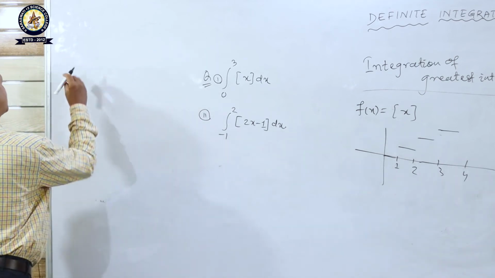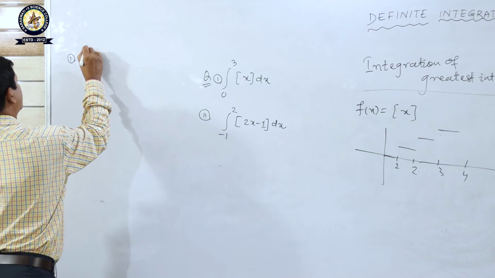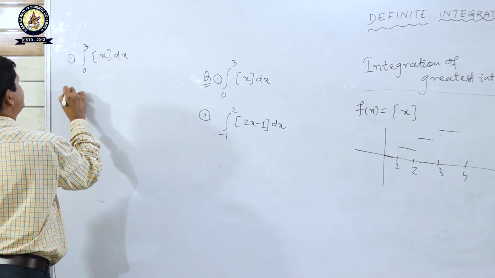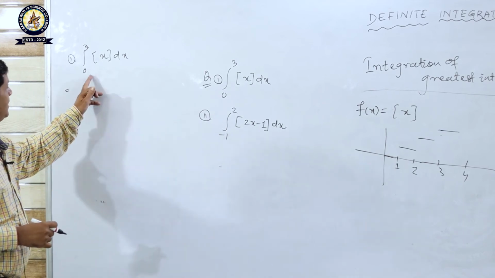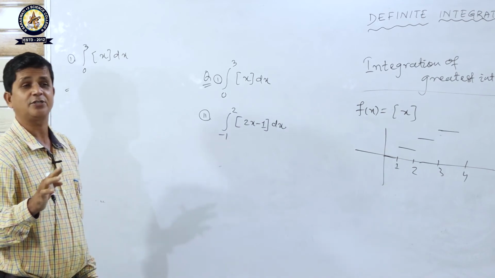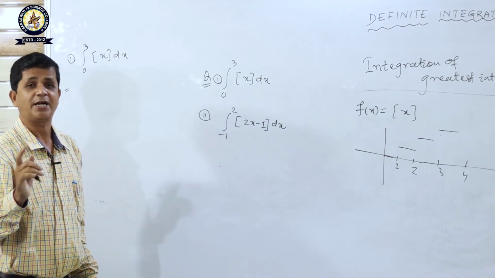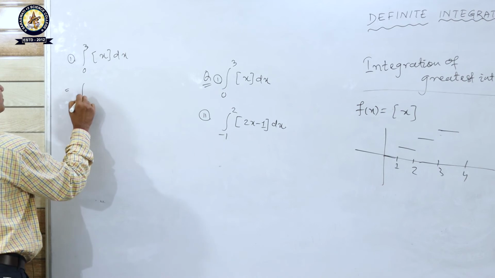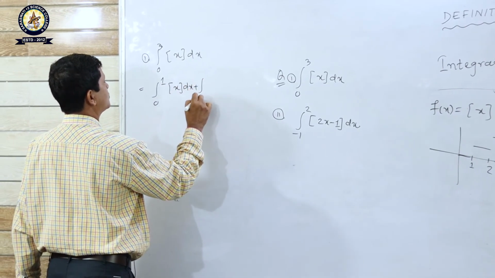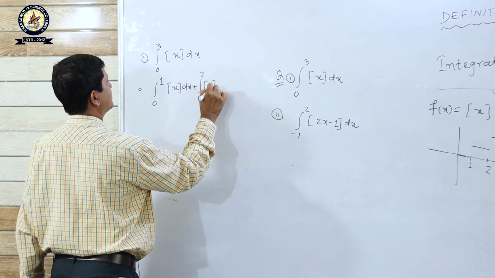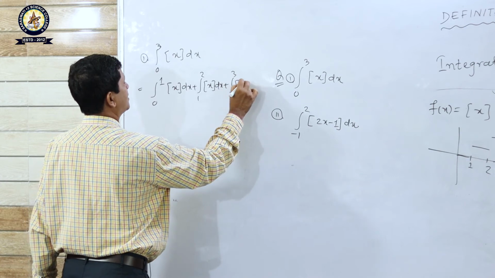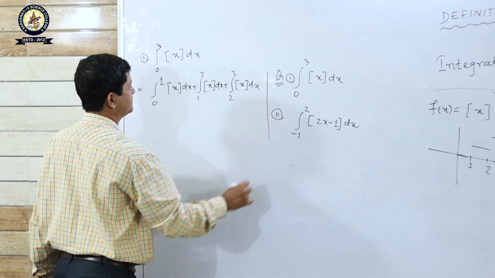Look at the integration from 0 to 3 of the greatest integer of x dx. It is discontinuous at every integer point. In between 0 and 3, which are the integers? 1 and 2. So we break the integration into 0 to 1 of the greatest integer of x dx, plus 1 to 2 of the greatest integer of x dx, plus 2 to 3 of the greatest integer of x dx.